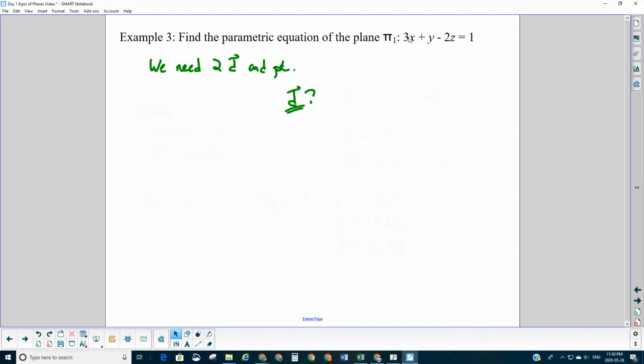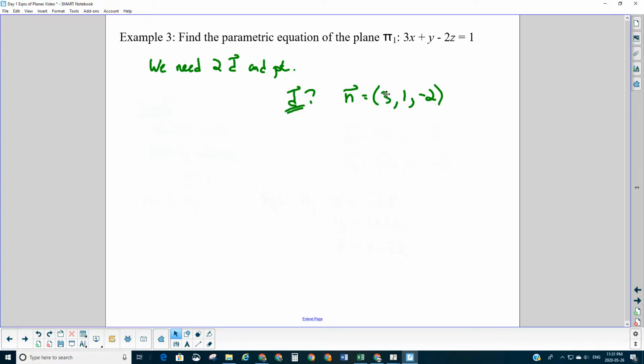Remember, we just discovered the normal is the coefficients of the x, y, and z. So the normal is going to be a 3, a 1, and a negative 2. So the normal is the vector 3, 1, negative 2. That's great. The normal is perpendicular to our plane. But I need direction vectors that are on the plane. Well, if they're perpendicular to the normal, I can get all sorts of vectors that are perpendicular to this one. Think back to unit 7, I think it was, where we found a shortcut to get perpendicular vectors.